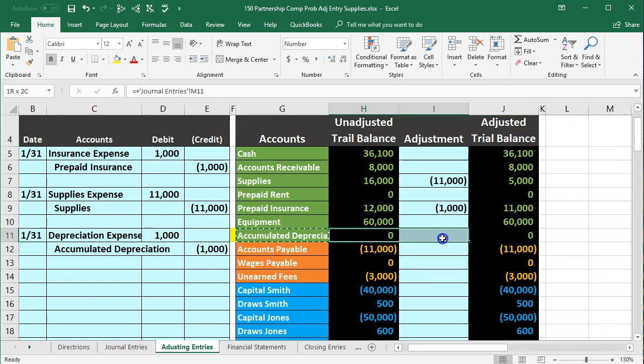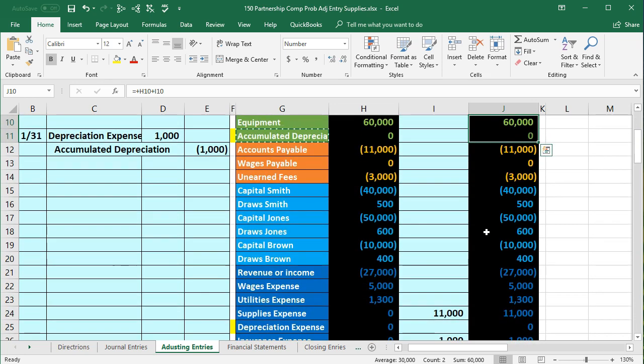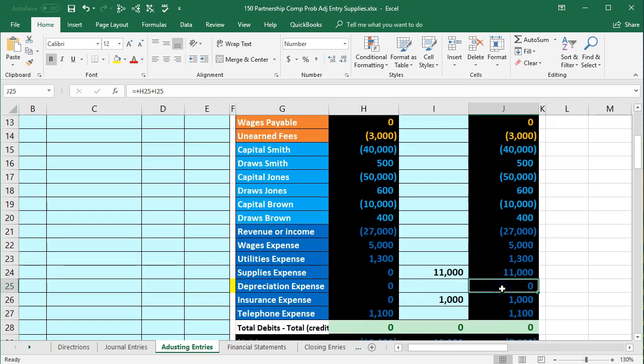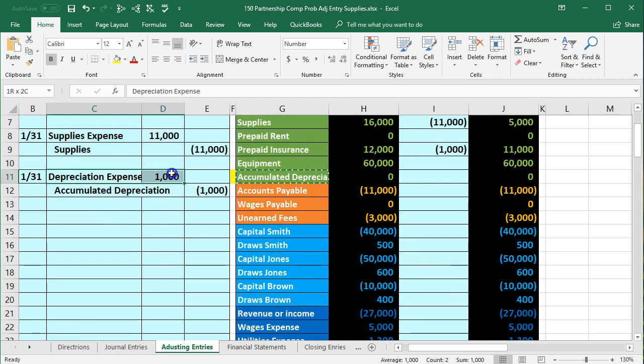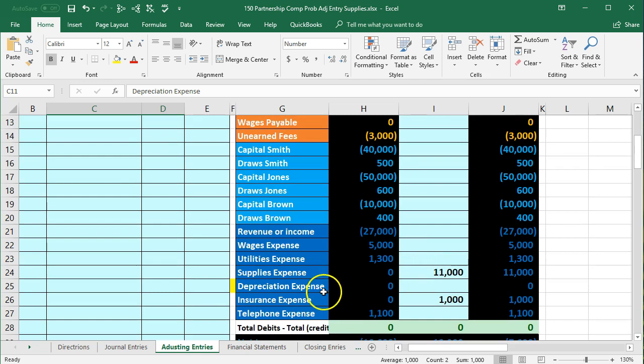It should increase the accumulated depreciation, but in a contra asset way in the credit direction, and that will bring the equipment minus the accumulated depreciation down. It'll bring net income down by increasing the expense of depreciation expense. Okay, so here's depreciation expense on the journal entry. Here it is on the trial balance.